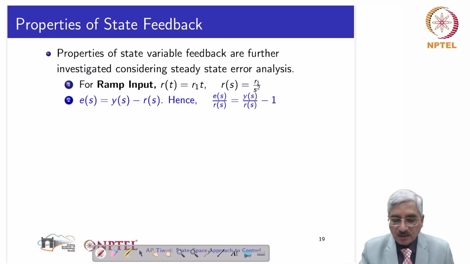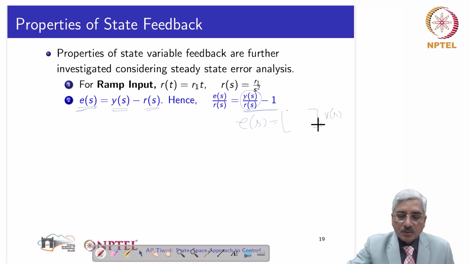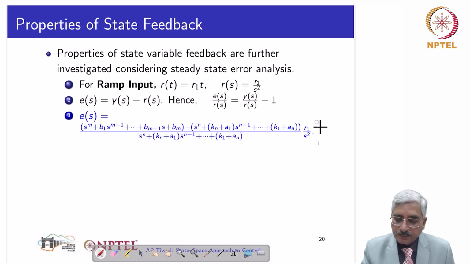When this input is given, of course Es, the Laplace transform of error, will be the Laplace transform of output minus the Laplace transform of the reference input, and so Es by Rs will be Ys by Rs minus 1. This is the transfer function of the system, and so Es will be this into Rs. So we calculate that Es will be this. If we do the manipulations with the help of this, we will get this. And in that, based upon the step input, we have designed that Bm will be equal to K1 minus An. So this cancels with this.